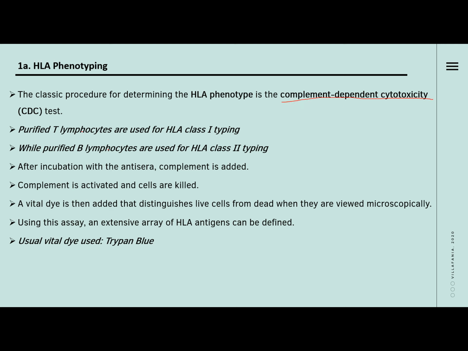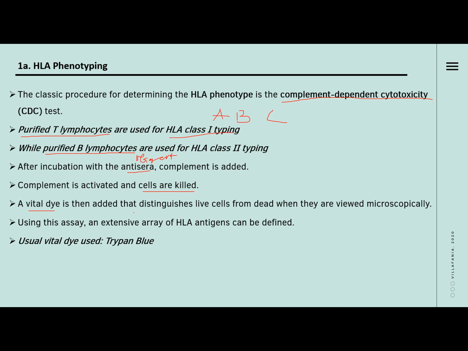complement-dependent cytotoxicity. So, you're going to use here purified T cells for class 1 typing. So, for A, B, and C, ang reagent mo is purified T cell, ang sample mo. While for class 2 typing naman, purified B cells ang gamit. After incubation with the antisera, which is your reagent, so you add your antisera, after adding your sample na purified T cell, B cell, complement is added. So complement is activated and cells are killed.